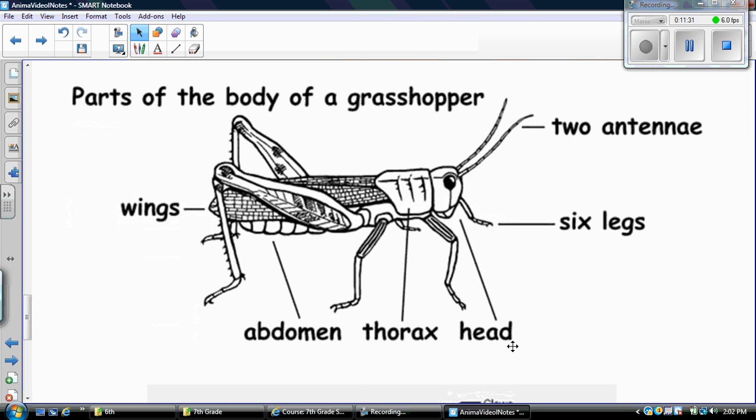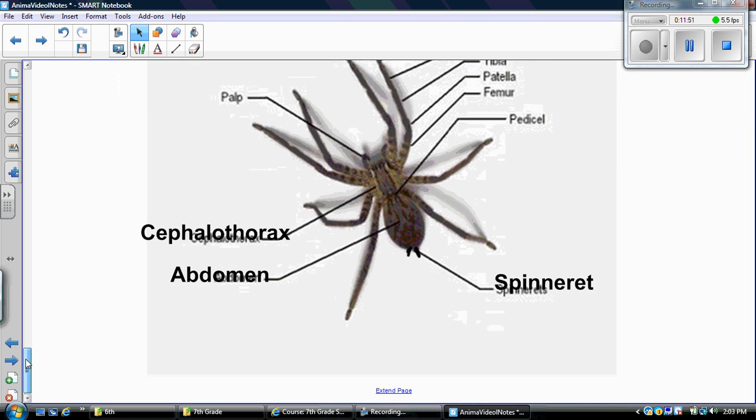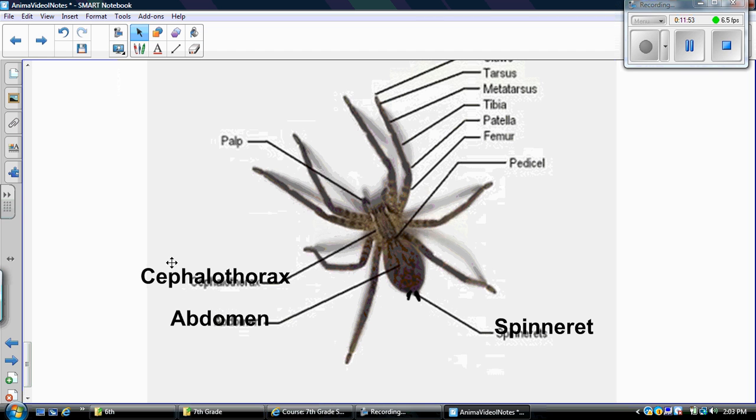Okay, so for the insect, to show you the 3 body parts, there's your head, thorax, where the wings and legs are attached, and the abdomen, where the reproductive structures are carried. The head, remember, has the eyes and the antennas. Then there's your spider with 2 body parts because the head and the thorax are put together. So you've got the cephalothorax.